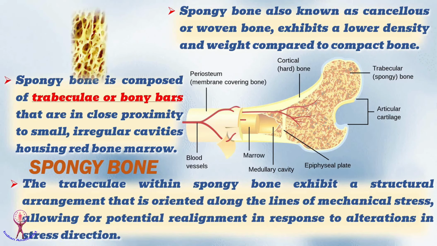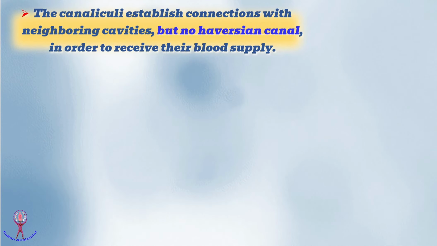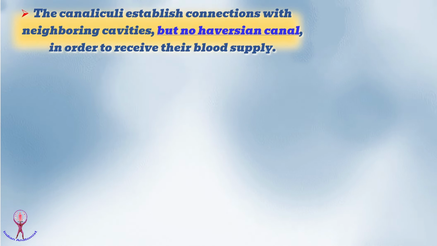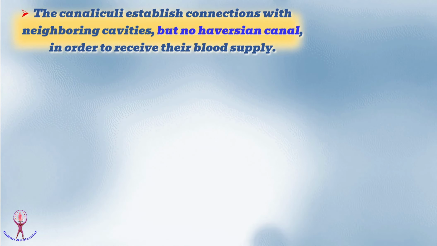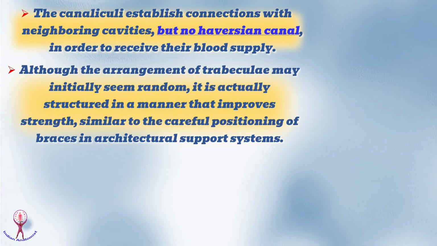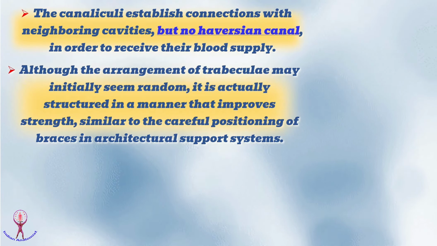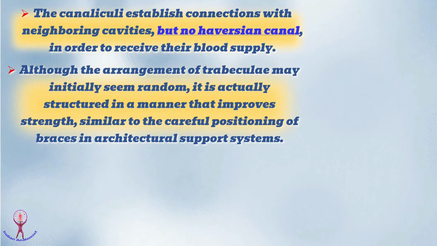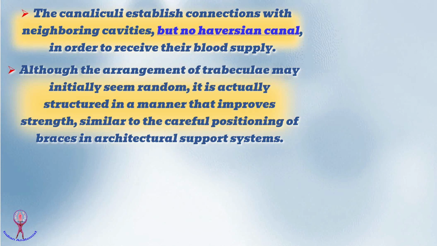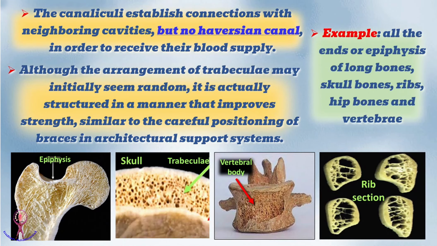The canaliculi in spongy bone establish connections with neighboring cavities in order to receive their blood supply. There is no Haversian canal, like in compact bone. Although the arrangement of trabeculae may initially seem random, it is actually structured in a manner that improves strength, similar to the careful positioning of braces in architectural support systems. Examples: all the ends, or epiphysis, of long bones, skull bones, ribs, hip bones and vertebrae.